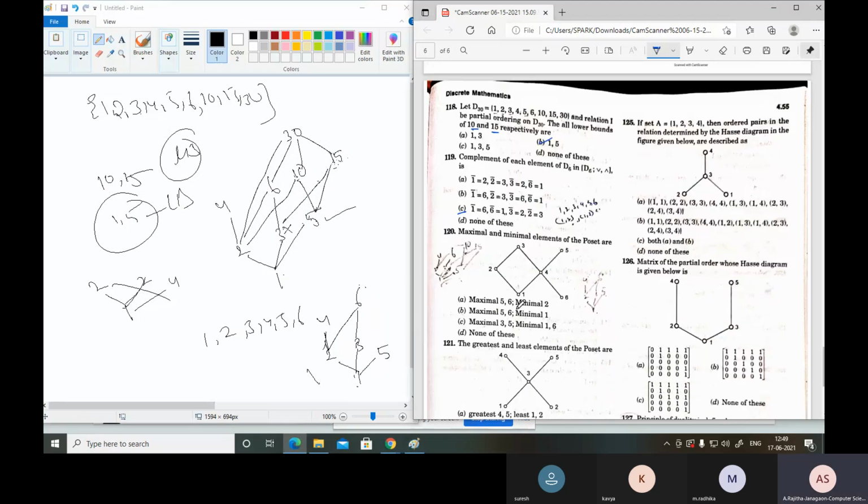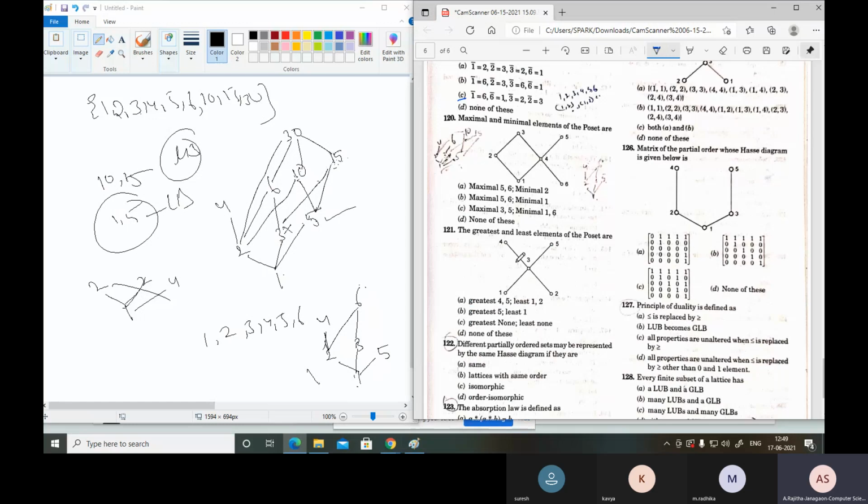Now maximal and minimal elements. So for this diagram you can find out the maximal and minimal elements. So maximal elements, 3, 5 are the maximal elements and minimal elements are 1, 6. So that C is the answer. Now greatest and least elements. So here there is no greatest and there is no least, because 4 and 5 are the maximal and 1 and 2 are the minimal. So greatest and least are the unique values. So there is no unique maximum. So greatest none, least none.